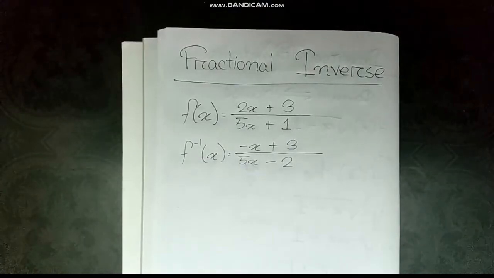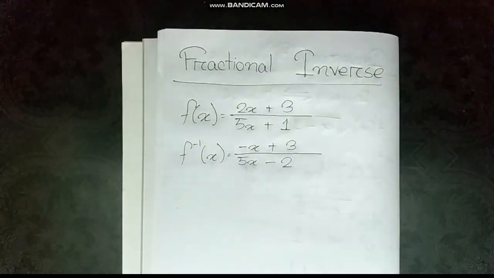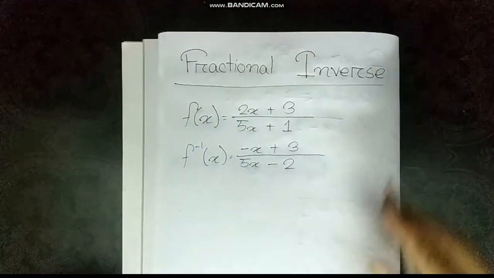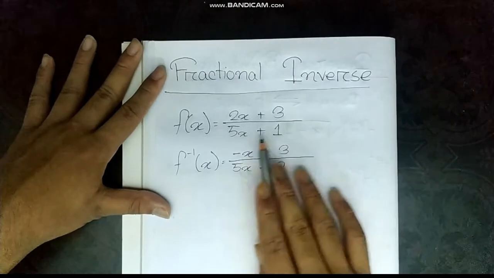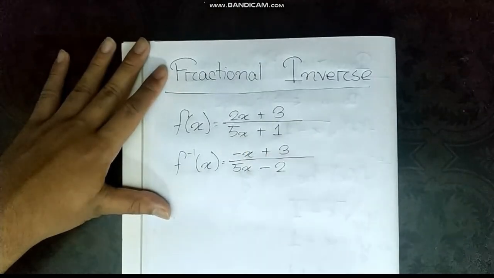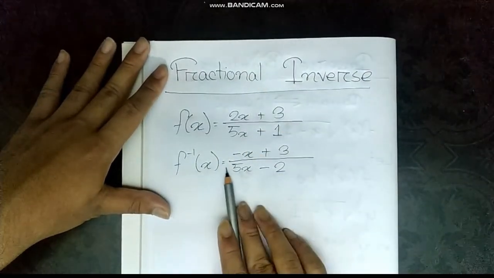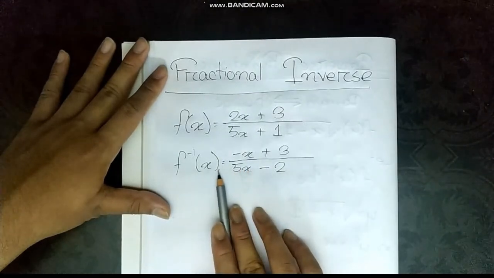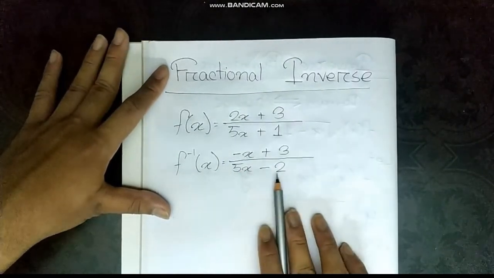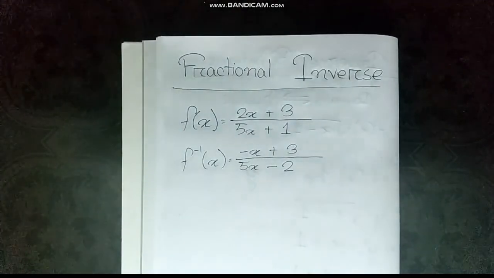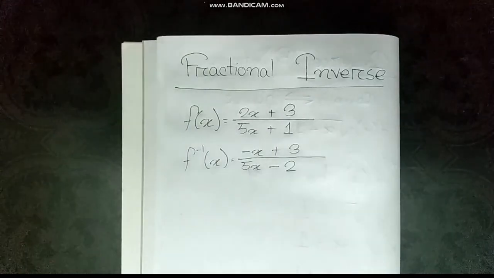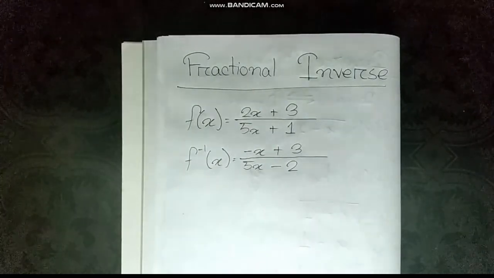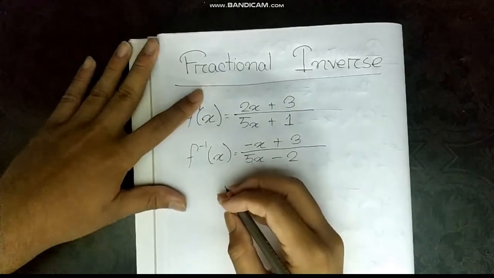Now the fractional inverse, which you will face mostly in the MCQs of the SSC board exams. Here's a function I declared: f of x is equal to 2x plus 3 divided by 5x plus 1. Now the inverse of it is f inverse of x equals minus x plus 3 over 5x minus 2. Now you may be wondering, how did I write this instantly? Well, there's a little trick in it. So what is the trick?